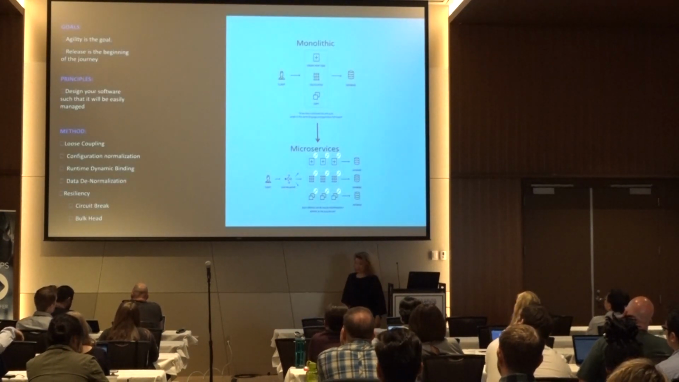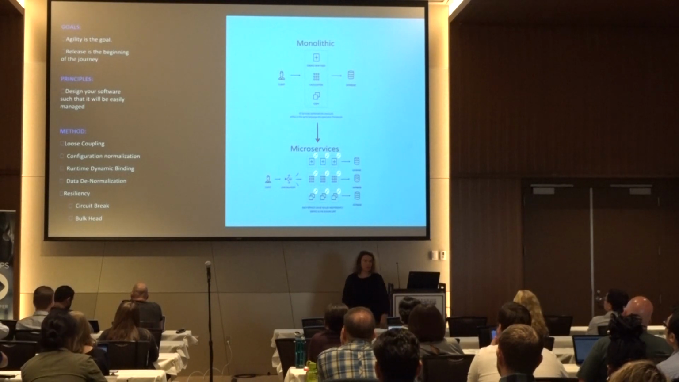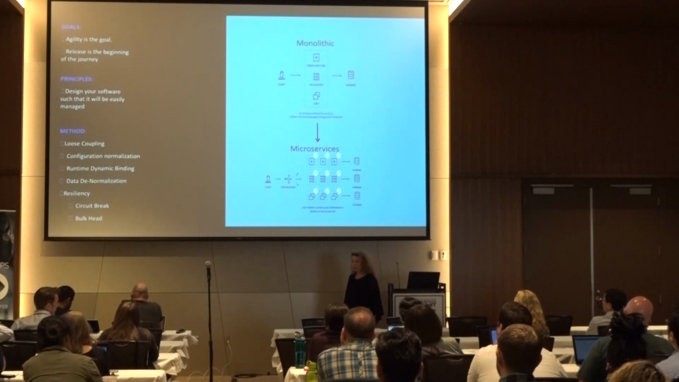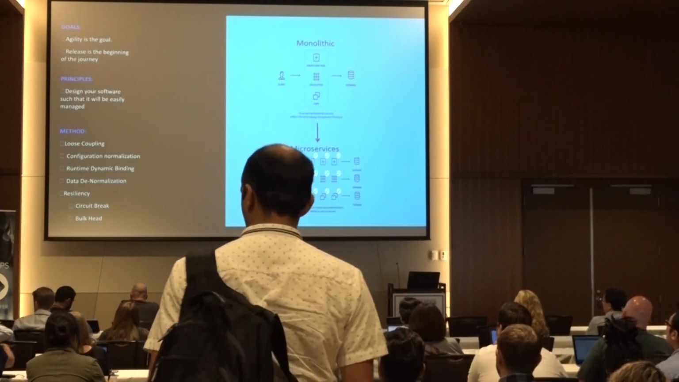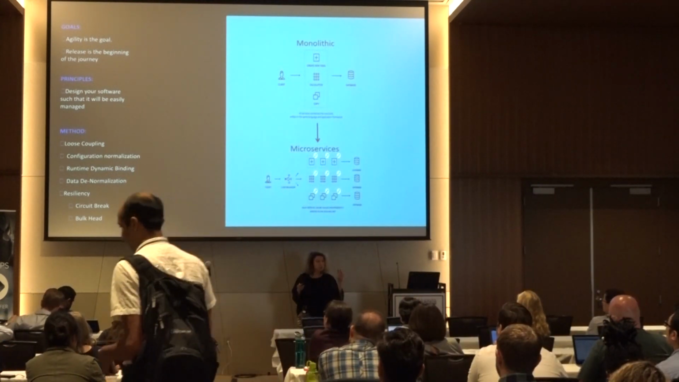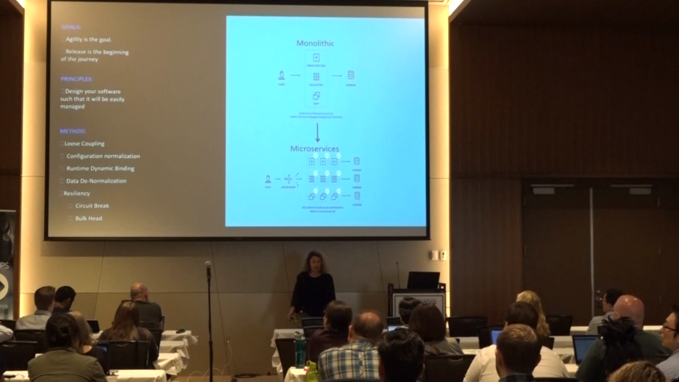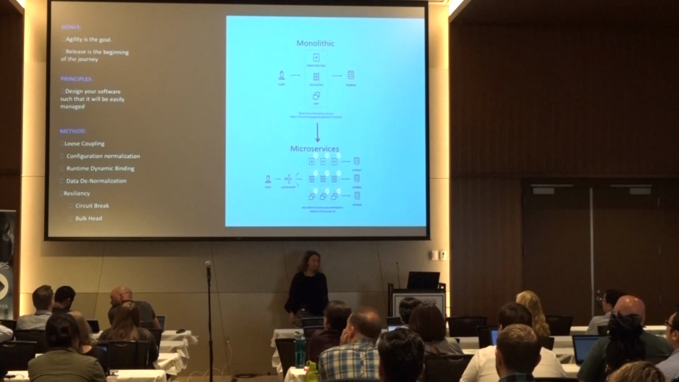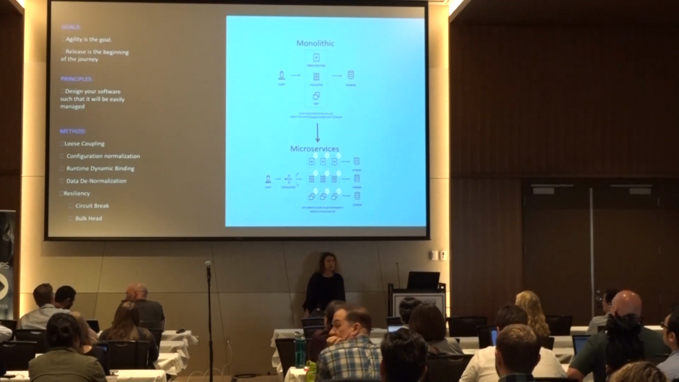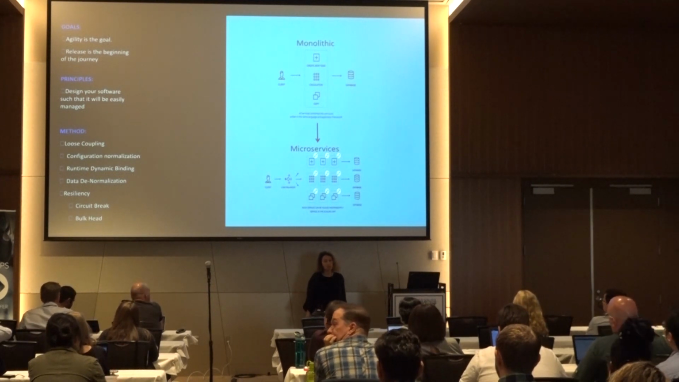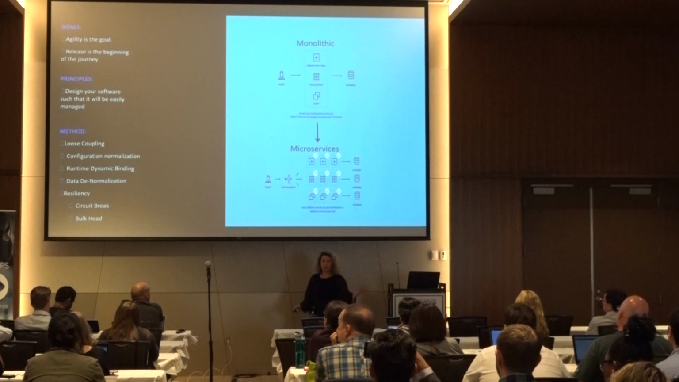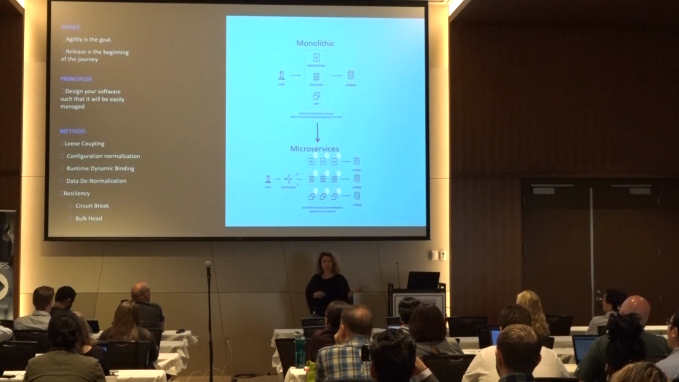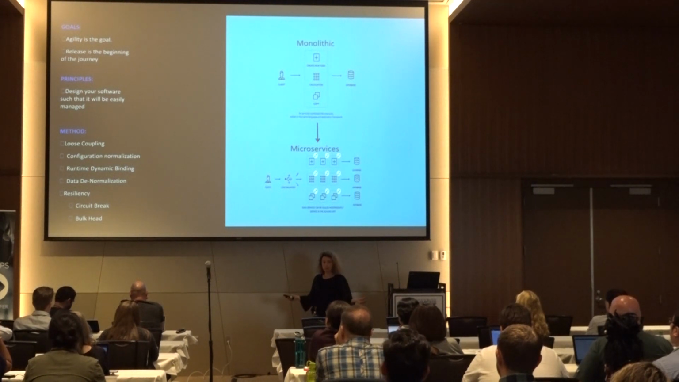So the goal was agility, and the means was loose coupling. And when I say loose coupling, I mean loose coupling which is obtained by using consistent, well-documented APIs. Loose coupling which is obtained by denormalizing the data. And loose coupling which is obtained by standardizing the way we're dealing with dynamic binding, the way microservices bind to each other, the way we deal with configuration.